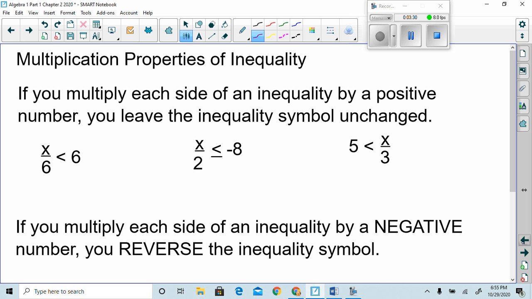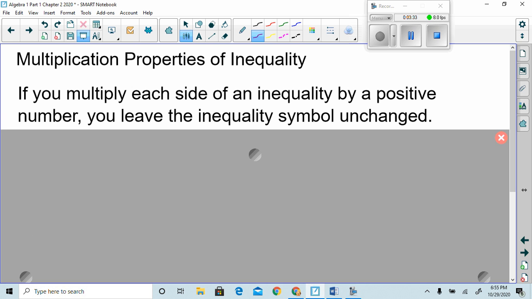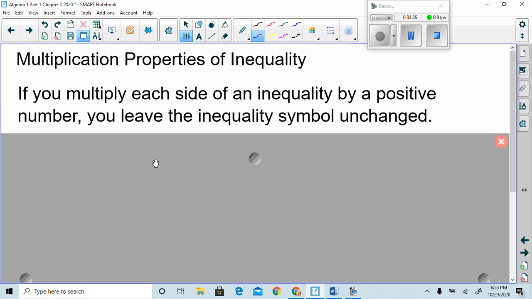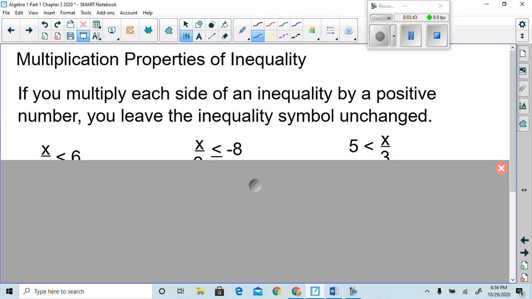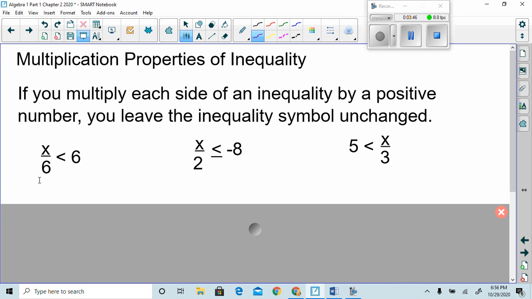Let's look at the multiplication properties of equality now. In the multiplication property of equality, just like the division, if you multiply each side of an inequality by a positive number, you leave the inequality symbol unchanged. I have x divided by 6, so the inverse is to multiply. When I multiply, it cancels on the left. I get x is less than 6 times 6, which is 36. Remember to keep that inequality symbol exactly the way you see it.